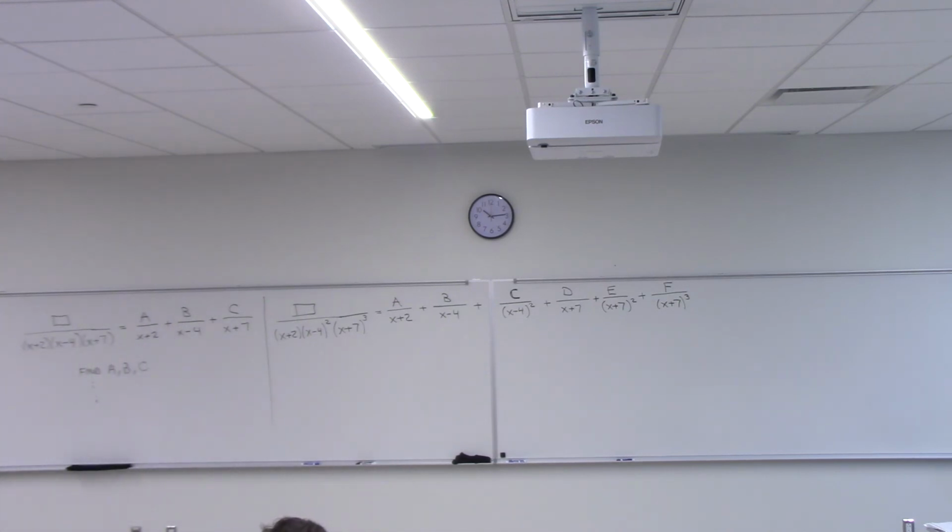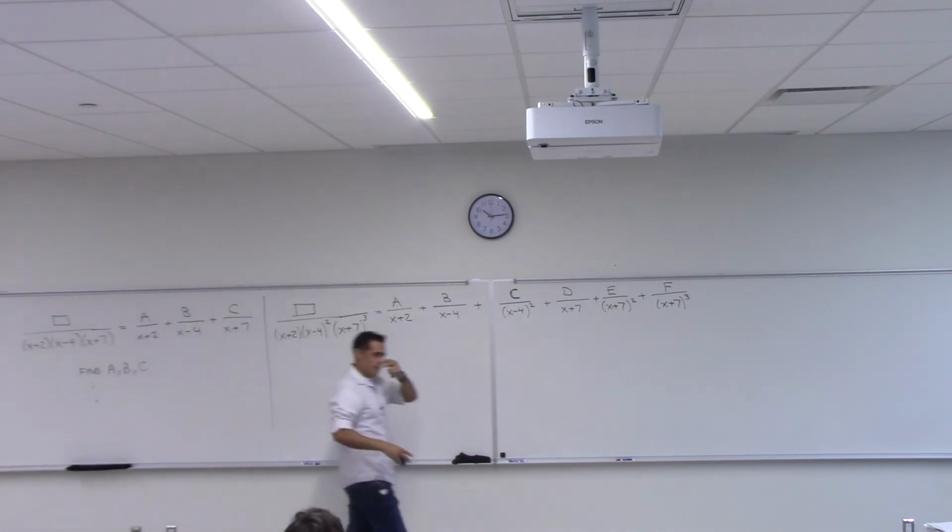All right, the next note says, what if you have a linear factor to a power? Then you have to do a letter over that linear factor to the first power, letter over that linear factor to the second power, letter over that linear factor to the third, and you keep building it up until you get to the kth power. That's what I'm doing there with the x plus 7, the d, the e, the f.